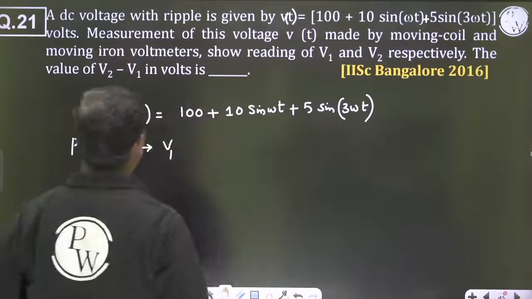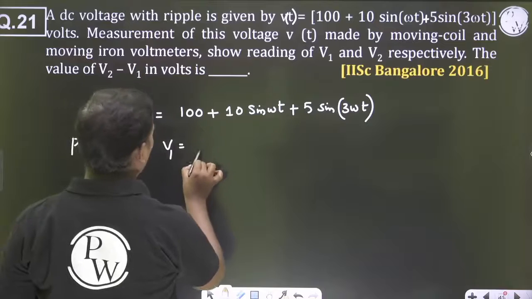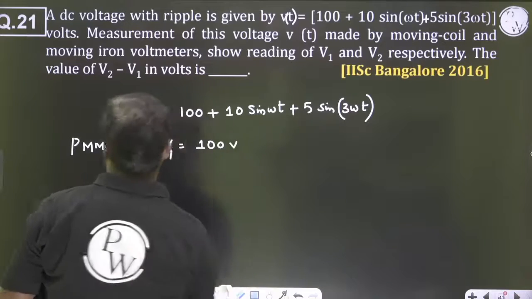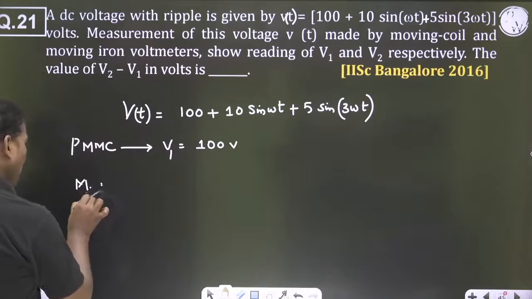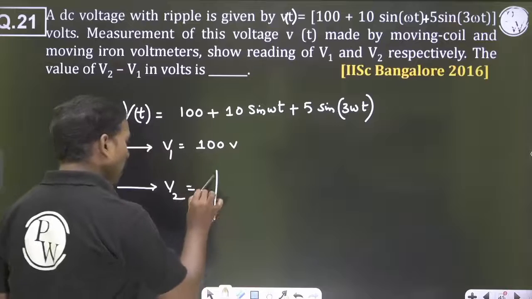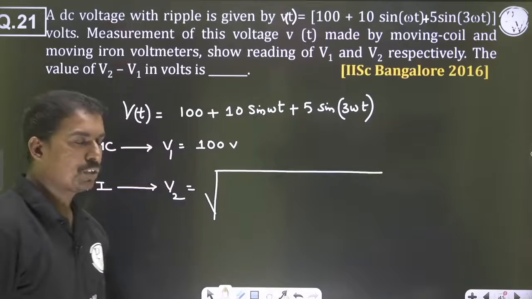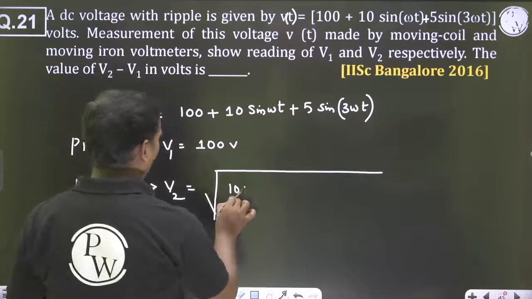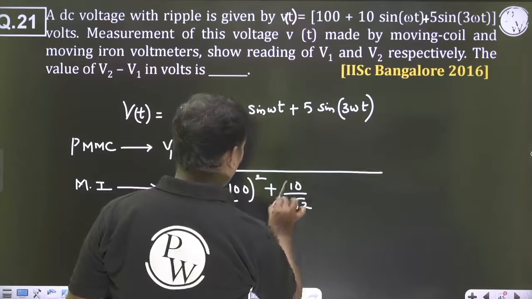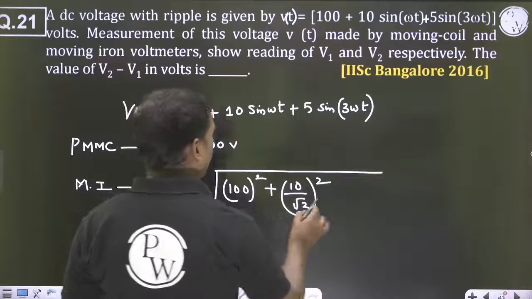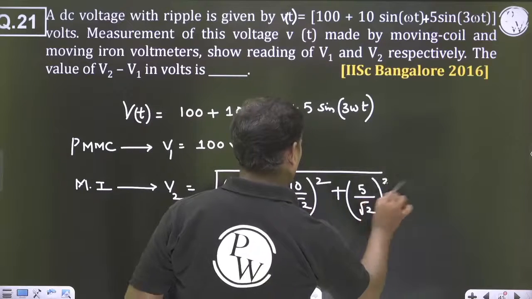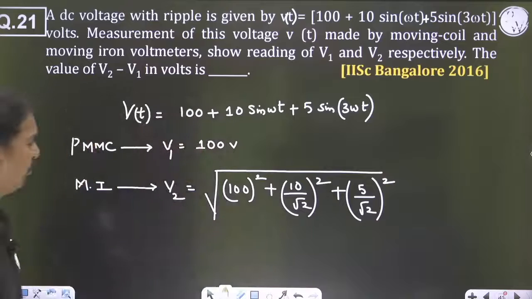If PMMC measures V1, V1 means the average value, that is 100 volts. Whereas moving iron measures the RMS, that is V2. So what is the RMS of this value? Square root of 100 square plus (10 by root 2) square plus (5 by root 2) square. How much are you getting? Please check it.